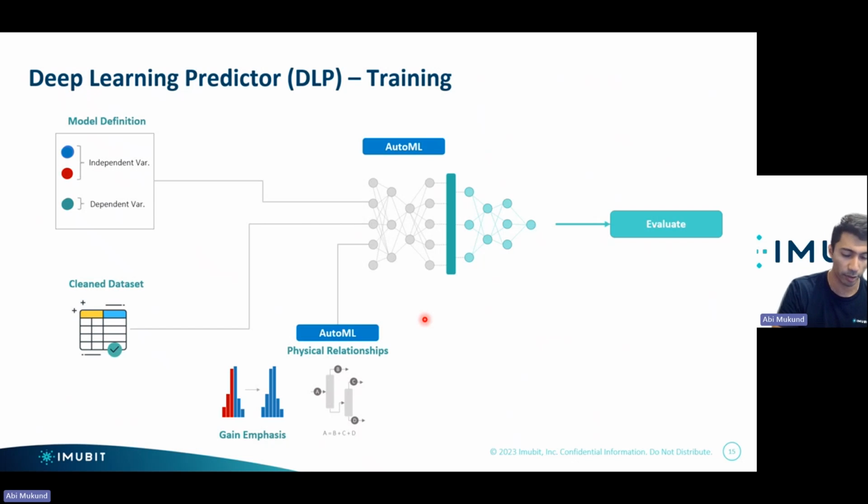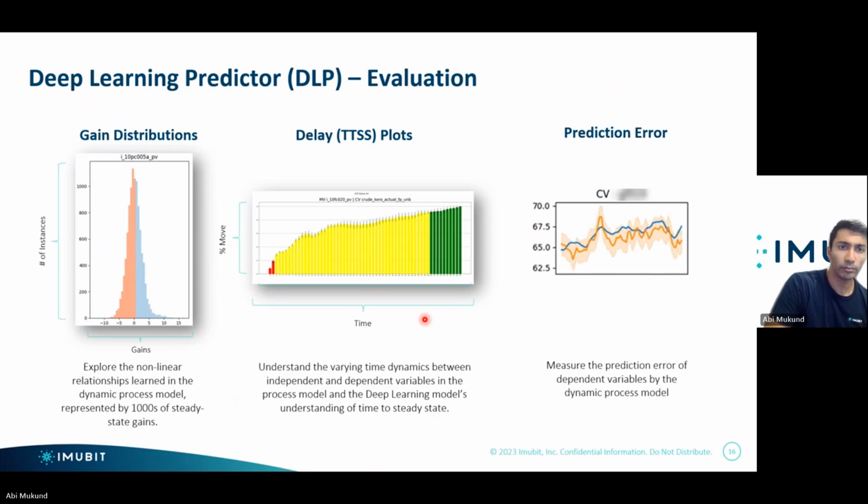So now that we've trained the model and we've gotten the trained neural network back, our question becomes, okay, how do I know that what the model has learned actually aligns with how first principles work? What are the true physics of the plant? Now we move into our evaluation stage. So this is now showing some of the examples of the explainability methods we use to allow process experts to understand what the neural networks have learned.